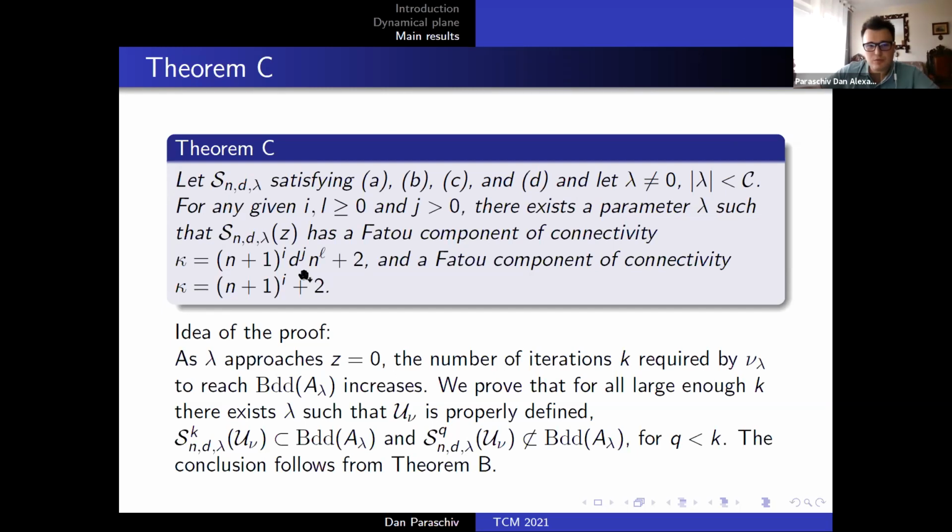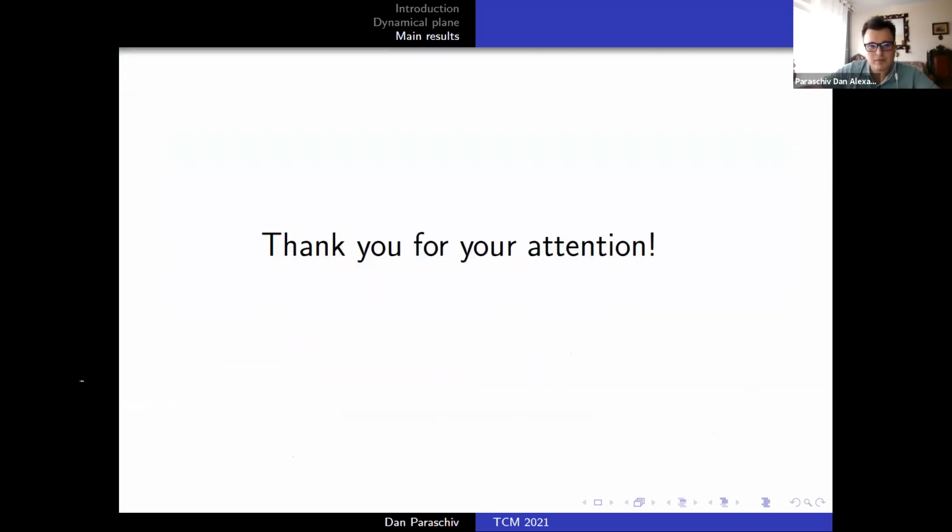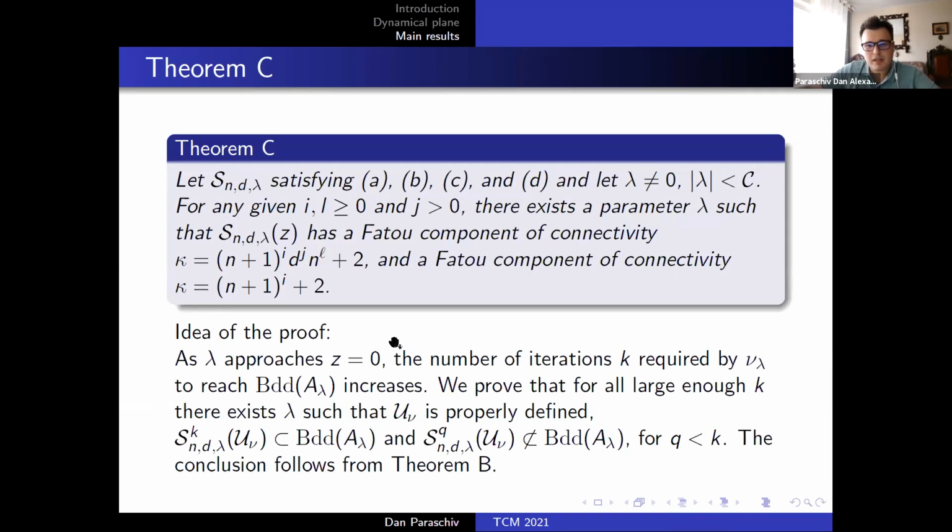Now I want to give a sketch of the proof. It's not clear for me how much time I have left. Around 3 minutes. 3 minutes? Okay. Then I will just say this.